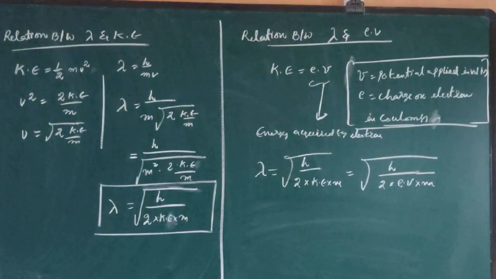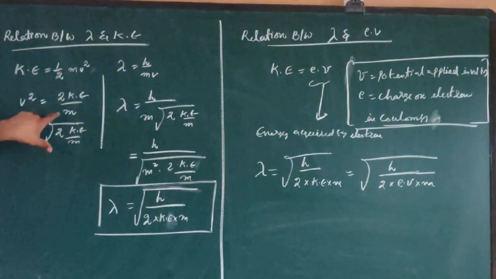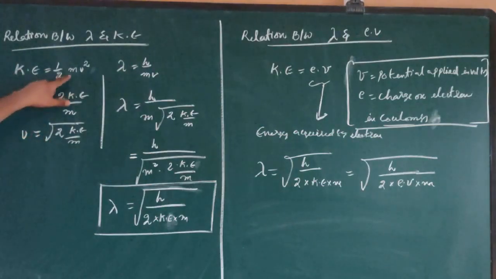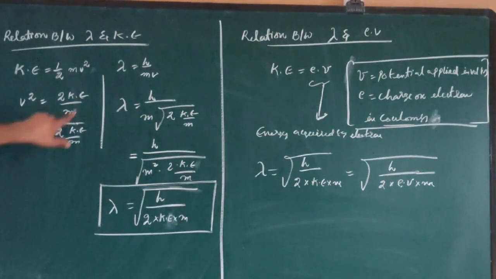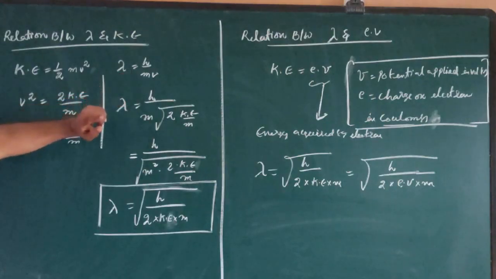Next one, relation between lambda and kinetic energy. Kinetic energy is equal to 1 by 2 mv square. Then v square is equal to 2 into kinetic energy by m. Then V is equal to root over 2 KE by m. KE means kinetic energy. Lambda is equal to h by mv.